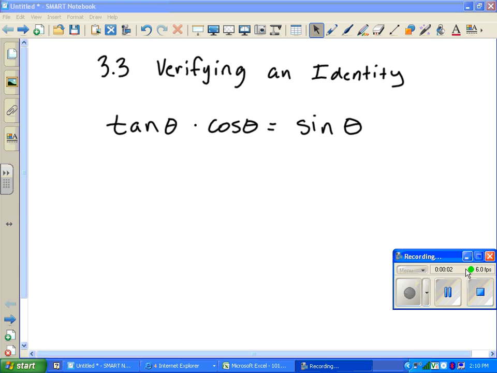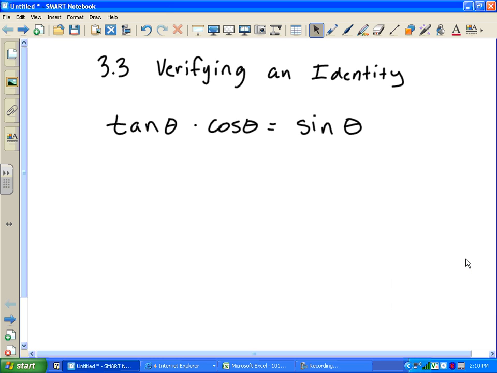Okay, this is the second video here on lesson 3.3, and this really gets into the heart of the lesson, which is verifying an identity. They'll use another term besides verifying here, but the big idea is we're going to have an identity or an equation, and there'll be multiple choice questions. We have to pick the choice that correctly goes through and explains why this statement, like for instance right here, would be true.